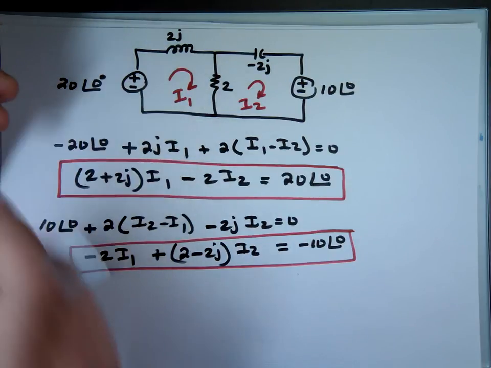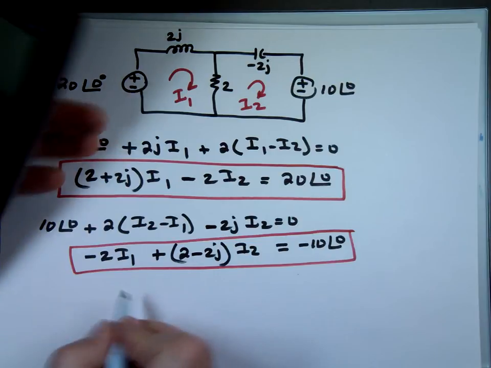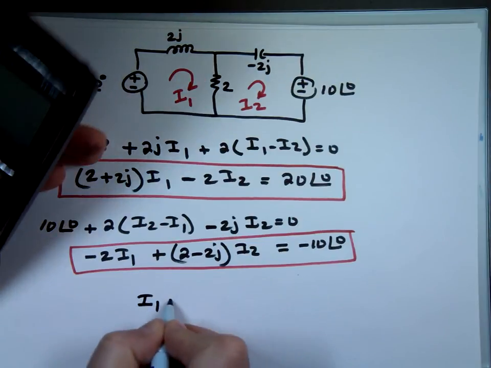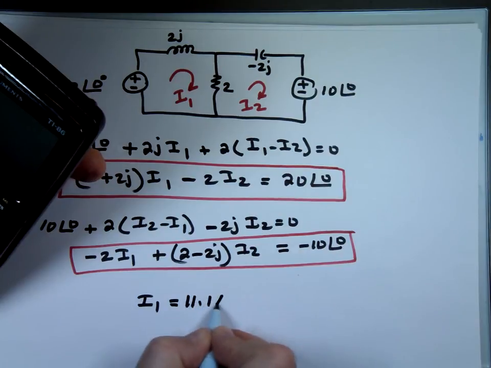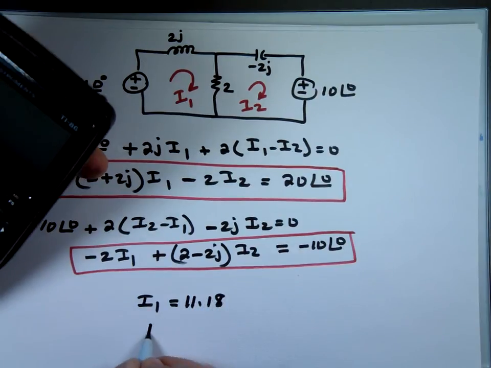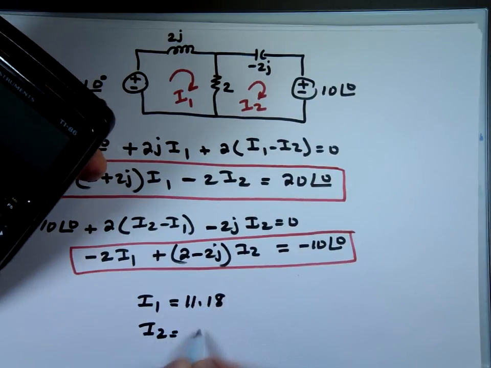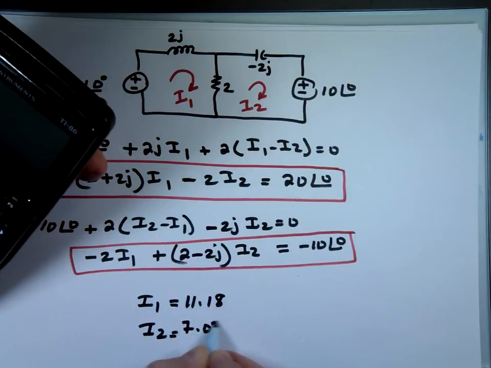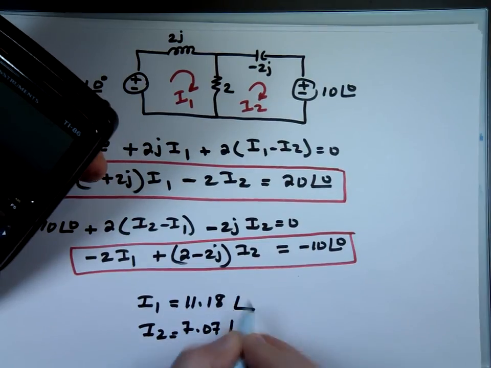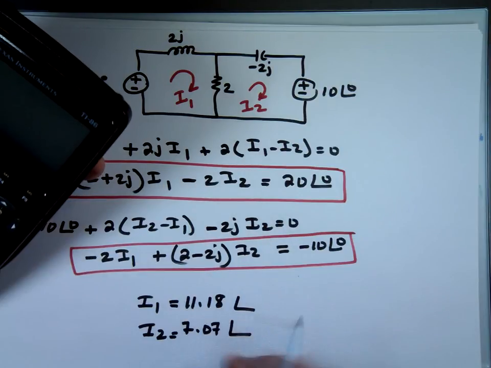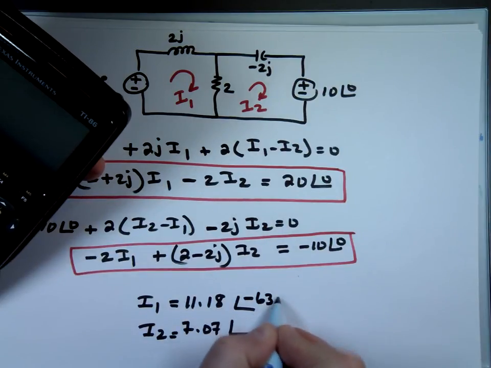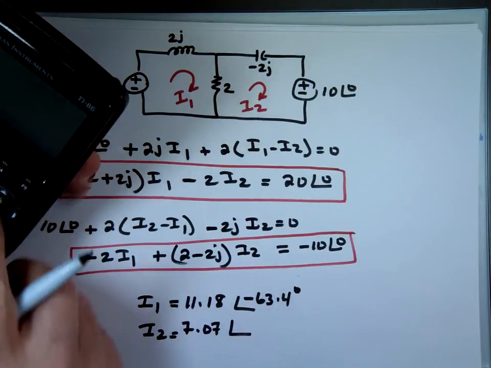I got I sub 1 to be 11.18, and we'll give you the angle: -63.4. I sub 2 equals 7.07, angle -45.